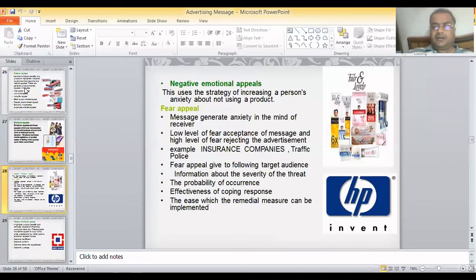Fear appeal I had already discussed in the last lecture, wherein I had given an example of how the government of India uses the fear appeal in the helmet ad. These days you would see a lot of advertisements in print media and on television on why not to use a mobile phone while driving. So all these companies use fear appeal also.